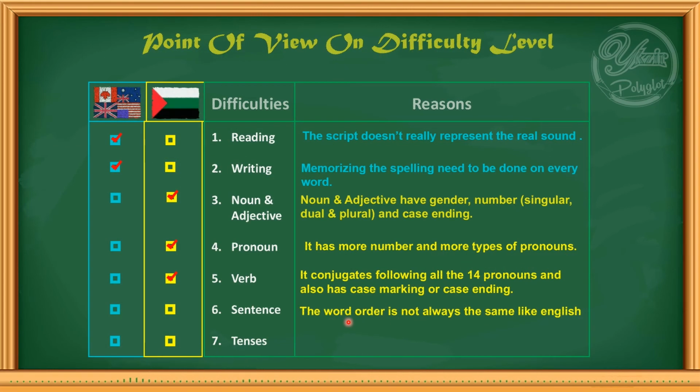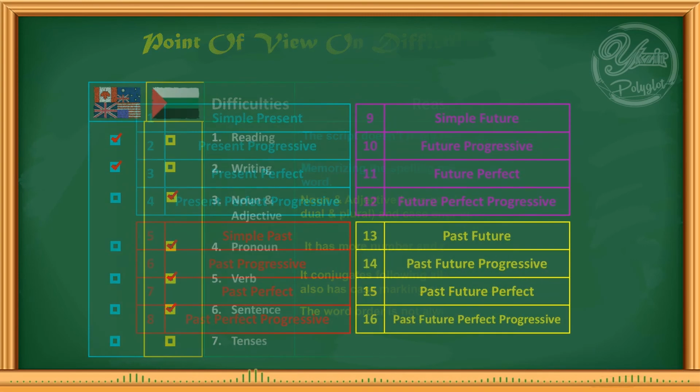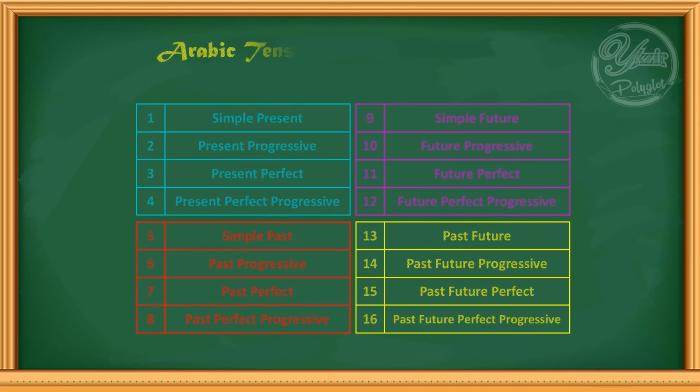Okay, now comes the difficulty level of the sentence. We can decide that Arabic is much more complex and difficult for learners compared to English, because Arabic word order is not always in the same order like English. And last but not least, we're going to talk about English tenses compared with Arabic tenses. As we all know, English has 16 tenses. This time Arabic is easier.